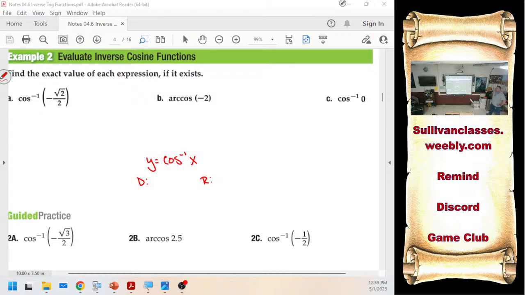Domain. We already said it. What's the domain on arc cosine going to be now? What's legal targets? Fourth commandment of domain. Arc cosine is from -1 to 1. Range. What was different about cosine? From 0 to pi. No negatives here. We're going to be up in quadrants 1 and 2.